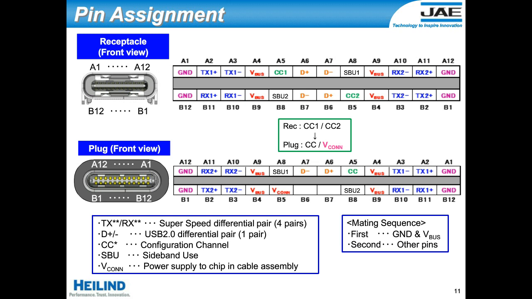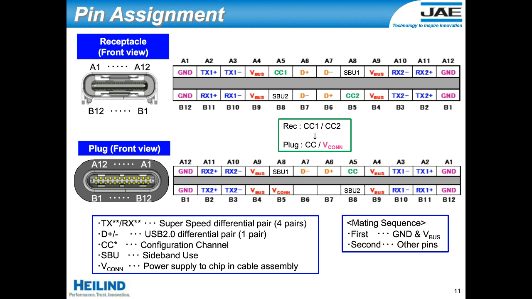Like mentioned earlier, a lot of times inside of a cable, not all of these pins will actually be terminated. In order to allow for hot plugging, same as previous generations of Type-C, the power, the V-bus, and the ground pins are made a little bit longer so that those are the first to mate. And again, that allows for hot plugging without having to shut down your device.